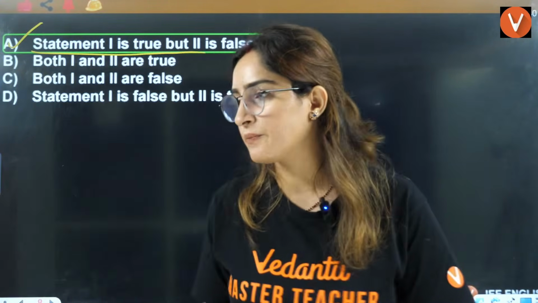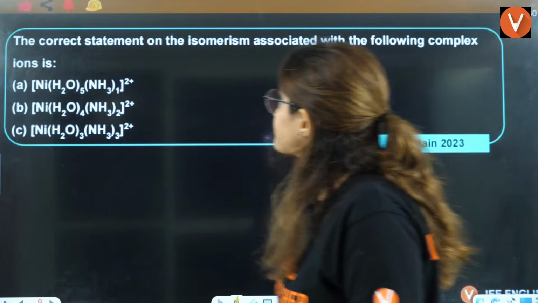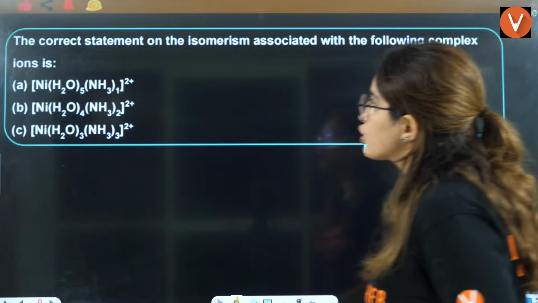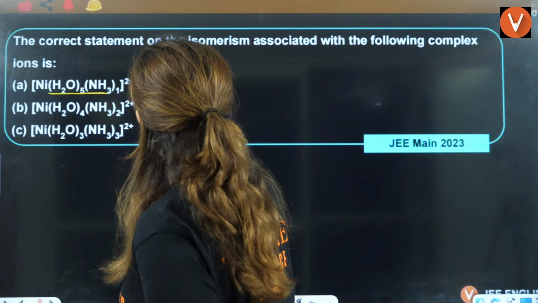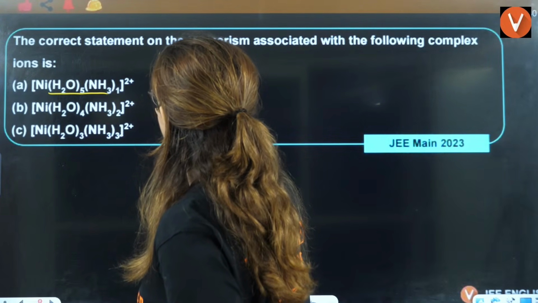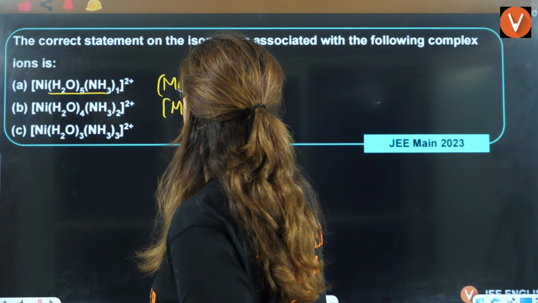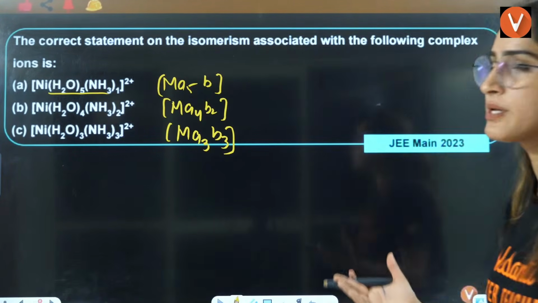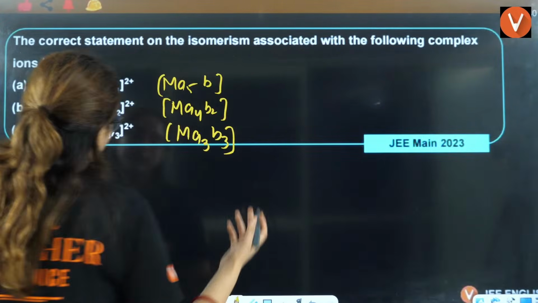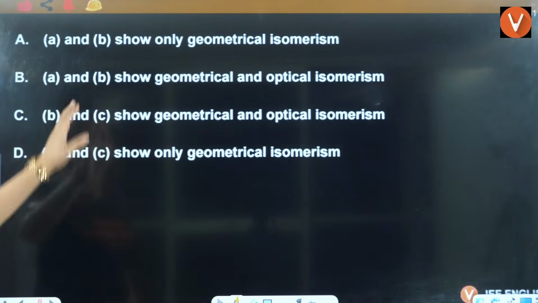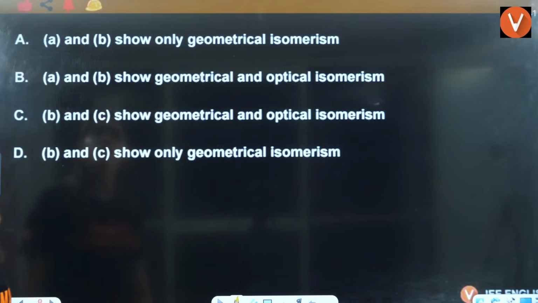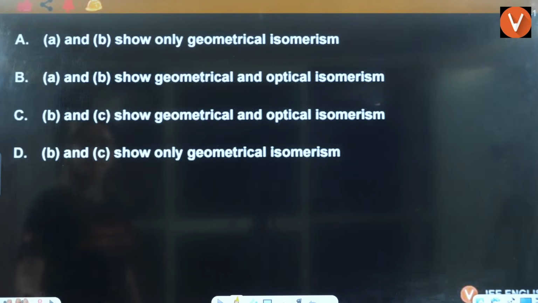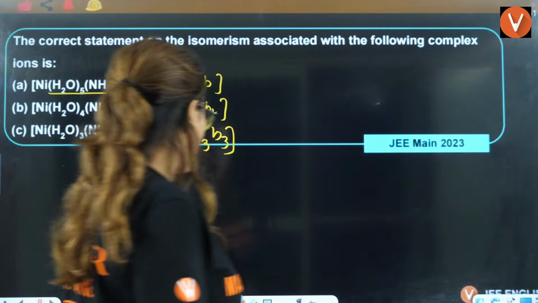Then the next question is, correct statement on the isomerism associated with the following complexes. So this is nothing but an MA5B complex. This is an MA4B2 complex. This is an MA3B3 complex, and they are asking you the isomerism associated with this, geometrical and optical, and that you have to tell. So each of them you can tell.